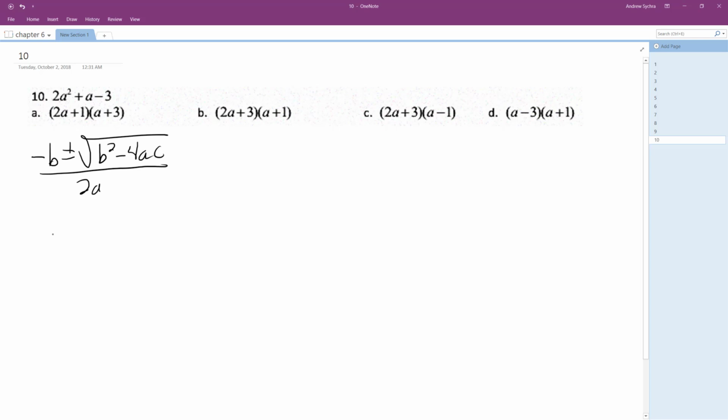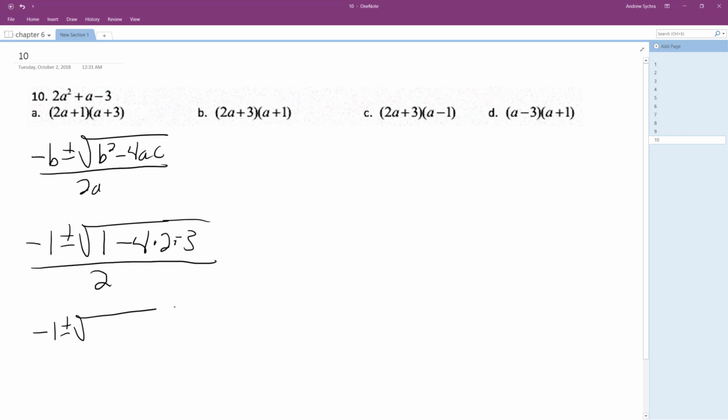So in this instance, our a is going to be 2 and our b is actually 1. So negative 1 plus or minus the square root of 1 squared, or just 1, minus 4 times 2 times negative 3, all over 2 times 1, so just 2. So negative 1 plus or minus the square root of 1 plus 24, which is 25, all over 2.